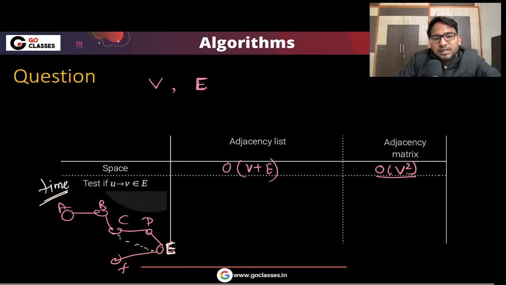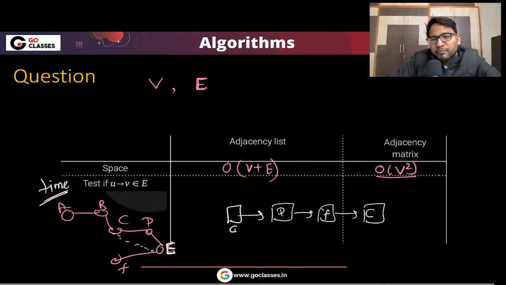If someone is asking C to E, you will go to the list of C. Whether E is there. Maybe D is there, maybe F is there. You will be going to the list of C, so maybe E is there. So how much maximum time can you take? Can anyone tell me?